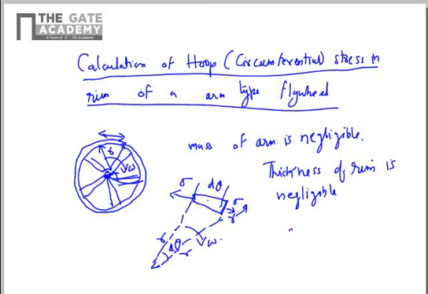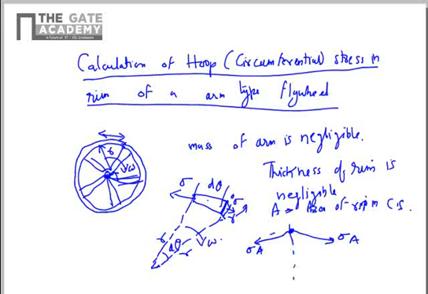If you take the free body diagram of this small element, it will look something like this. So you have sigma, sigma. Let's say the cross-sectional area of the rim is A. So the force around the sigma direction will be sigma A, where A is the area of the rim cross section. Sigma A is in this direction, and sigma A is in this direction.